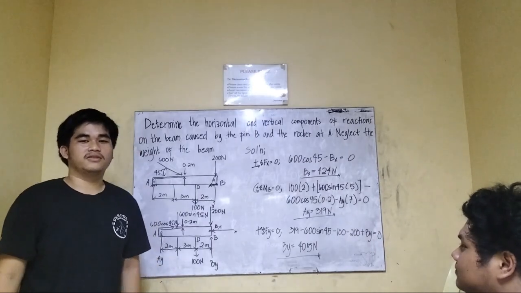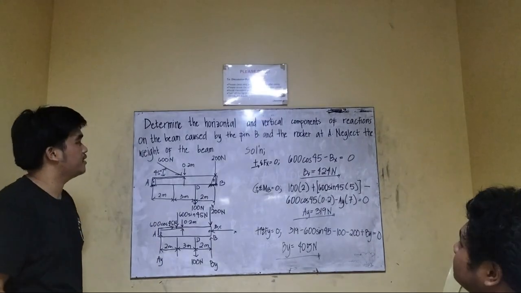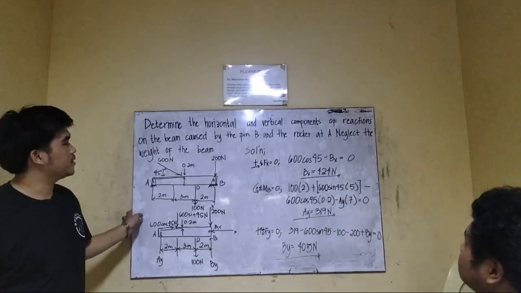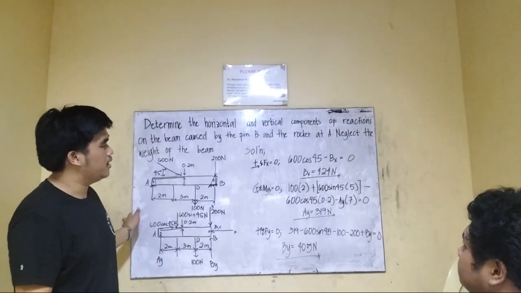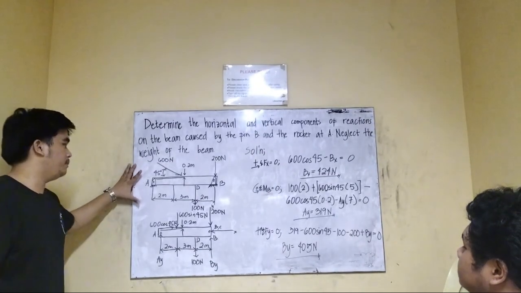So today we're going to solve the equilibrium of rigid bodies. We determine the horizontal and vertical components of reaction on the beam by the pin B and the rocker at A, so neglect the weight of the beam. So here's our example beam.